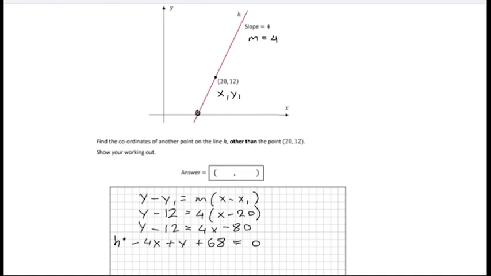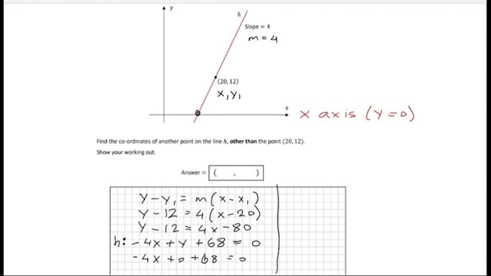So the next part will be to find another point. Okay, so we know from the theory that the x and y intercepts occur on the axis. So remember, on the x-axis, y is equal to 0 because the height of y is equal to 0. So we could write over here x-axis, y is equal to 0. On the y-axis, x is equal to 0. Whichever one you want to do, it will work out for one of the axes. So let's go with the x-axis. So we're going to set y equal to 0. Therefore, we're going to get minus 4x plus 0 plus 68 is equal to 0.